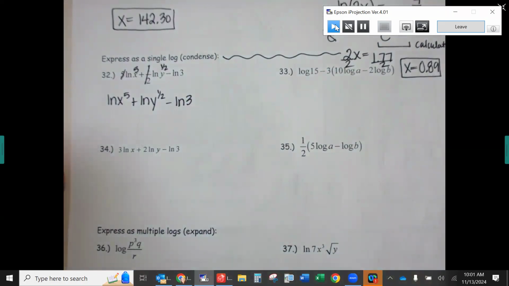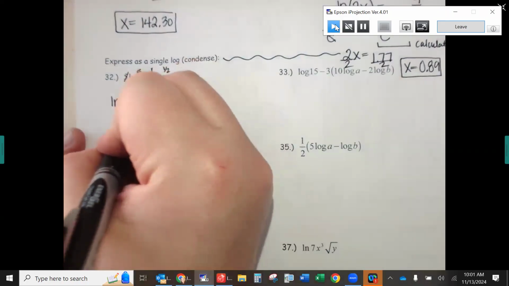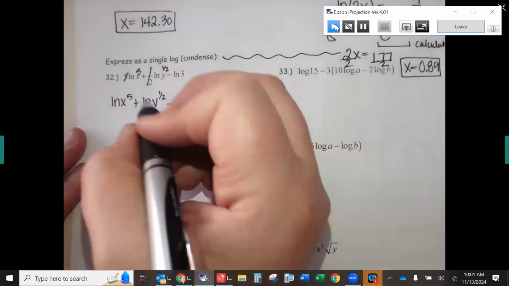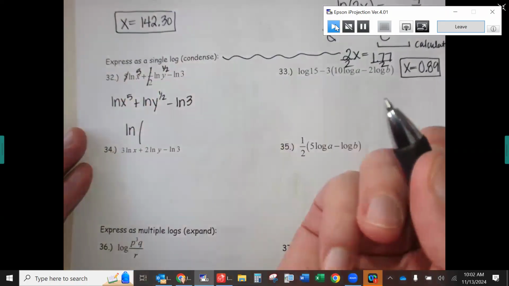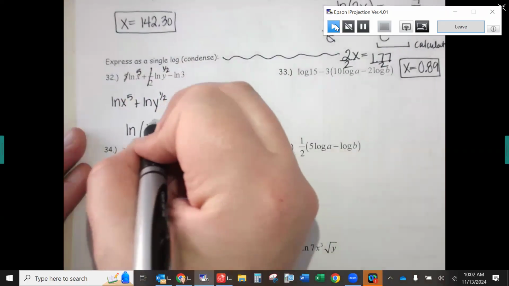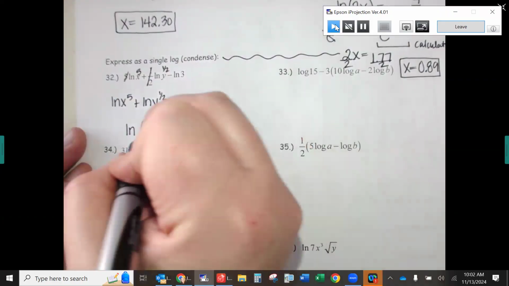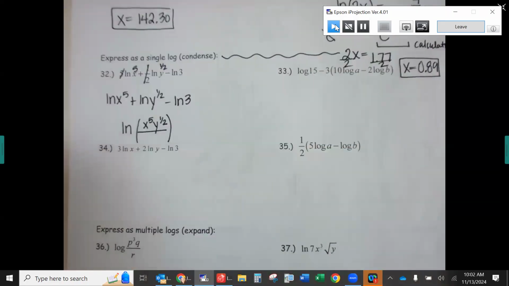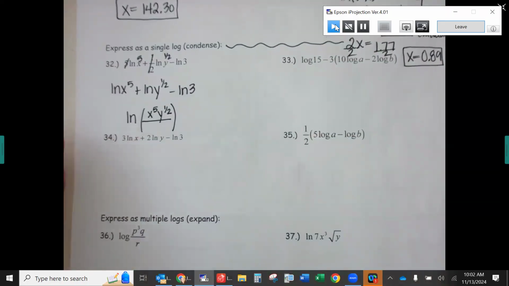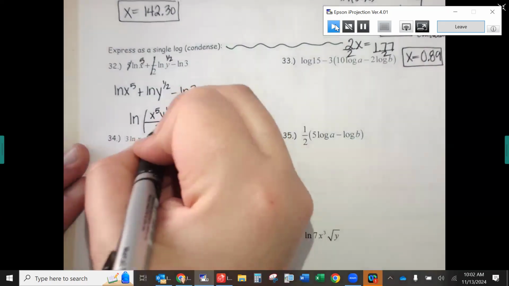Okay, from there, all of my ln's are in their own logs. I want to put them all back together. So will I multiply or divide the x and the y? Multiply is correct. So it'll be x^5, y^(1/2). Now, quick question. Why did we multiply them? Because what was their sign between them? A plus, addition. Very good. Versus for my ln 3, it's minus. So where's the 3 going to go? The bottom.